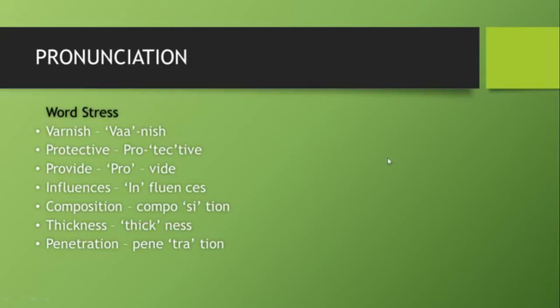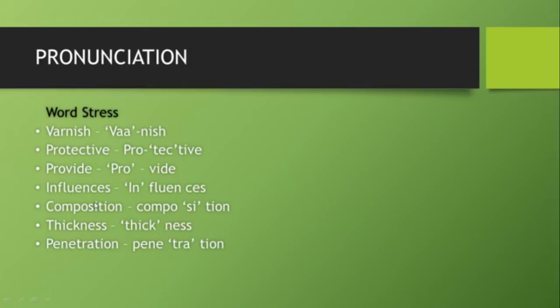Okay, there. So did you try this? Okay, the first two were done by me. It was varnish and it was protective. Now let's talk about the other ones. It was provide. It was not provide. I did not say provide. I said provide. Similarly, influences. I did not say influences, it was influences.